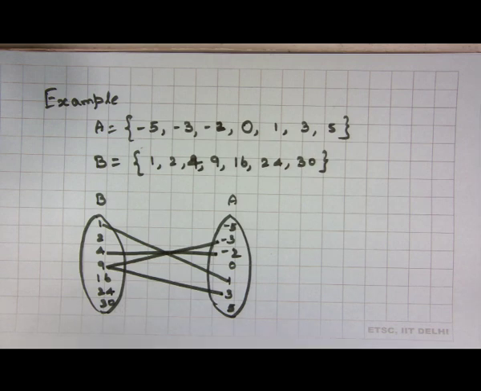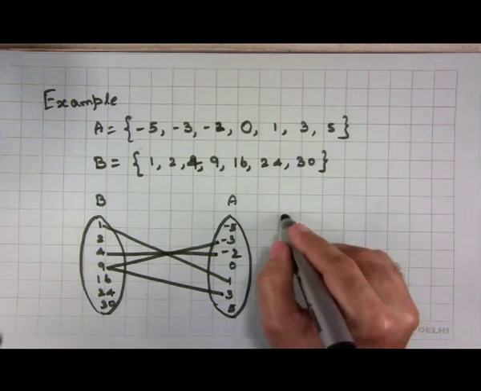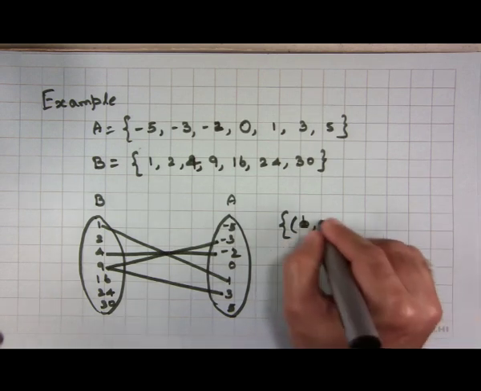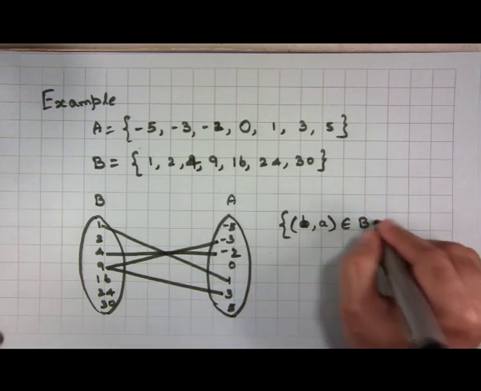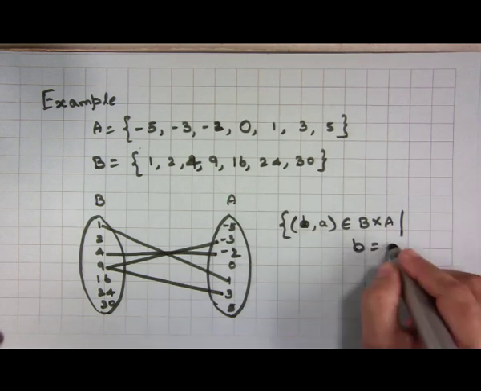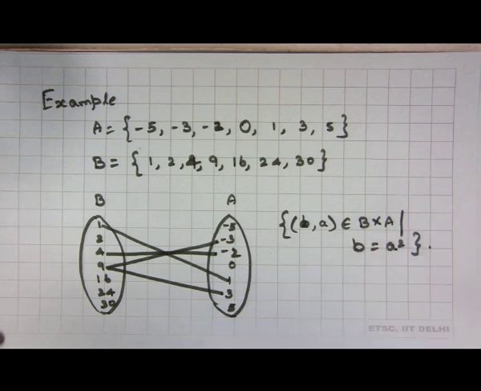So, these are the things. So, what is it that we had? All those (b, a) in B cross A with the condition that b is of the form a square. Now, let us look at this diagram.